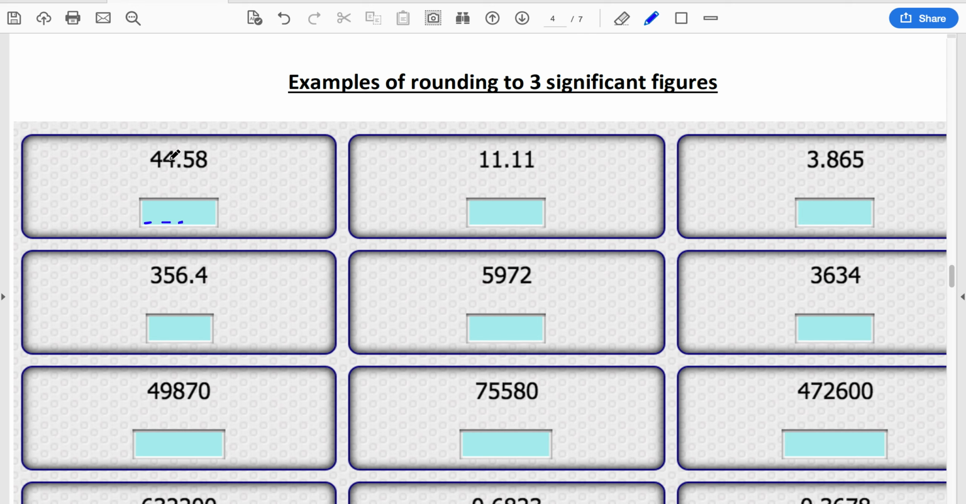I've got 4, 4, and then a 5, so I'll go 4, 4, and then point. And this one here, I check the next number, so it's going to go 44.6. Same deal here. I'm going to have 1, 1. Then I just want to check this next number. It's a 1, so that's going to keep it rounded down to 11.1.